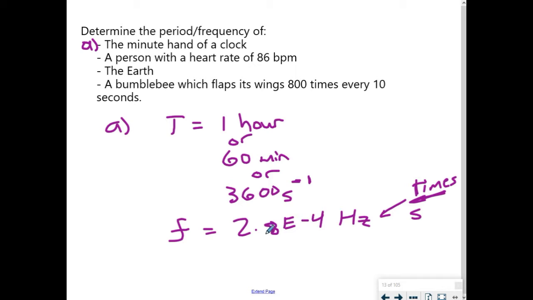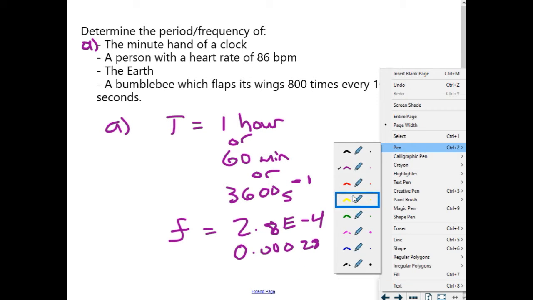Did it even happen in a second? No, a small fraction moved in a second. This number is 0.00028. It moved that far in a second. So it didn't even do nearly a full rotation. So hopefully that made sense for the first one. Let's try another one. I'll just kind of plow through these, and sometimes repetition helps.